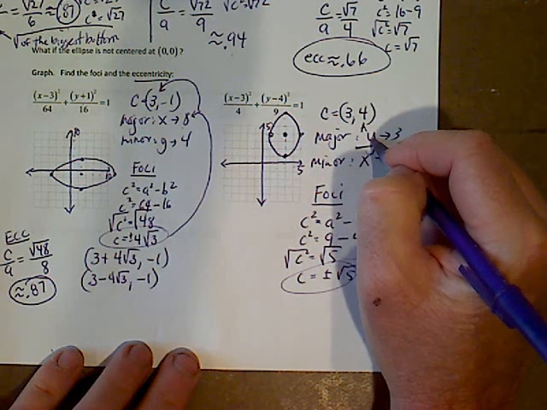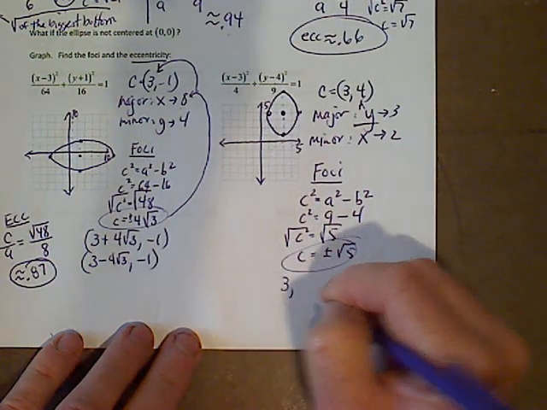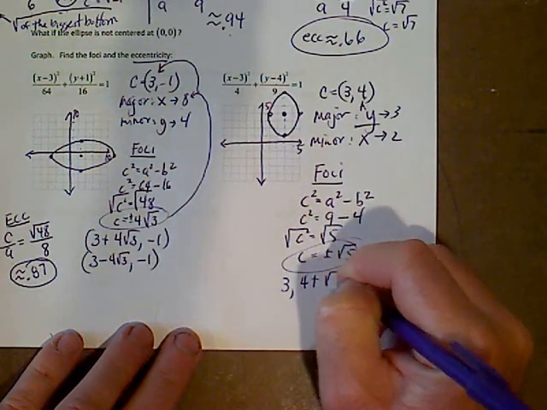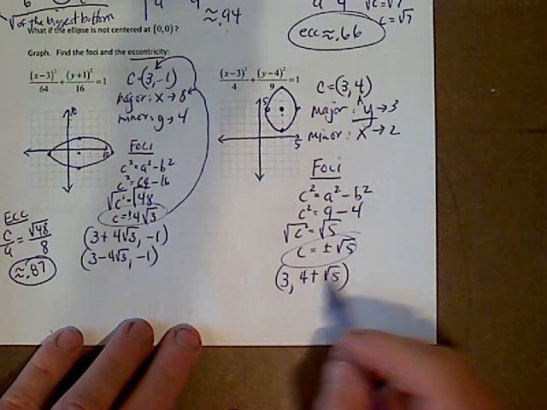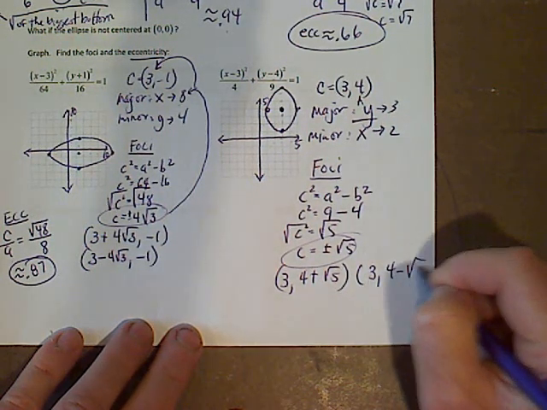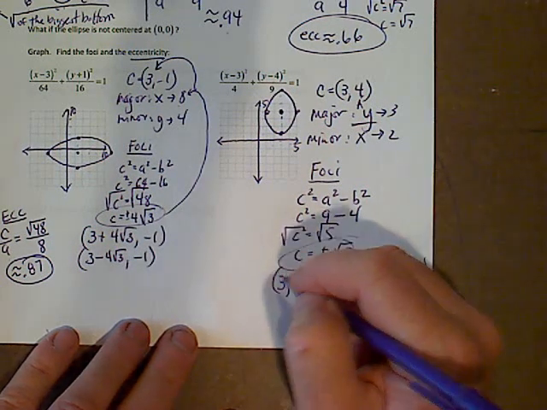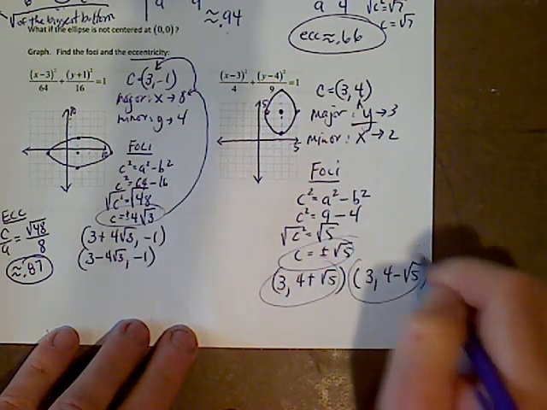That's going to get added and subtracted to the major part of the center. Major part is y, so we're going to be adding and subtracting to the y. So it'll be 3, 4 plus square root of 5. That's adding it to the y. And then 3, 4 minus. You're now subtracting it from the y. And those would be your 2 foci, your 2 focal points.